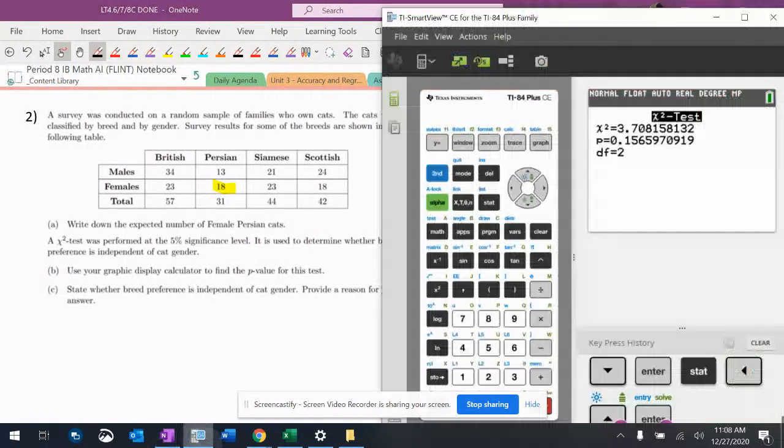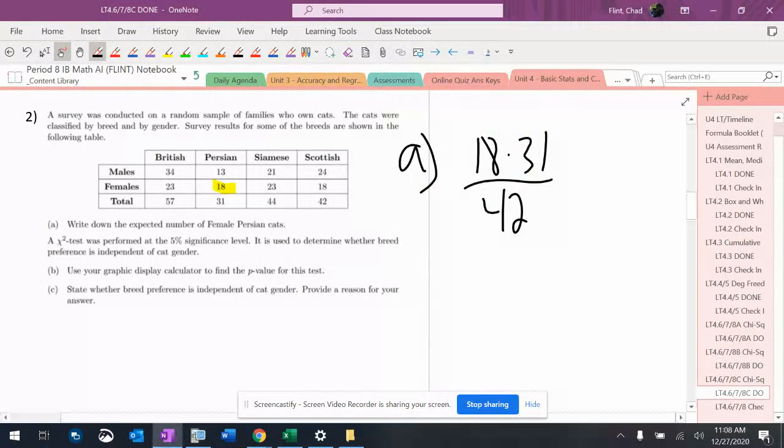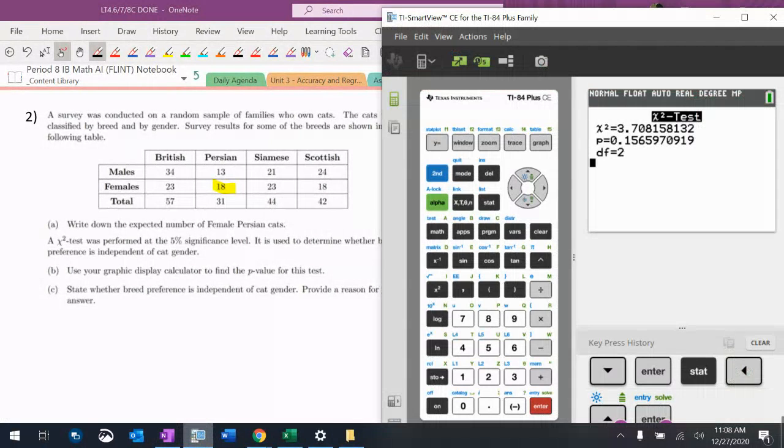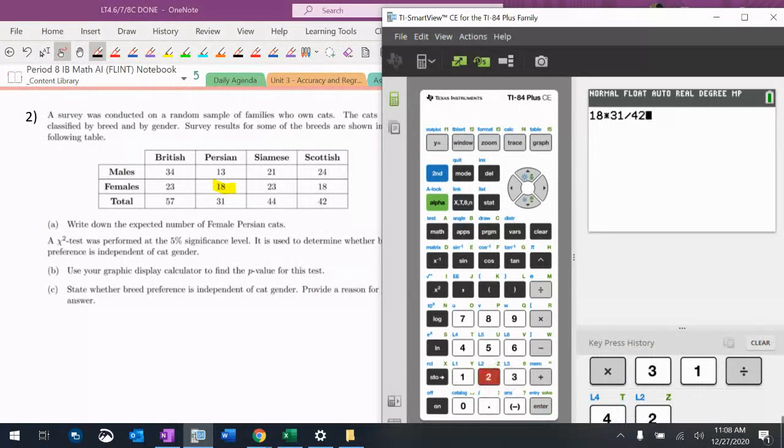So I'm going to go to my calculator. I'm going to do, I already forgot the number, 18 times 31 divided by 42. 13.2857, blah, blah, blah. I really only need to do three significant figures, so it's 13.3.